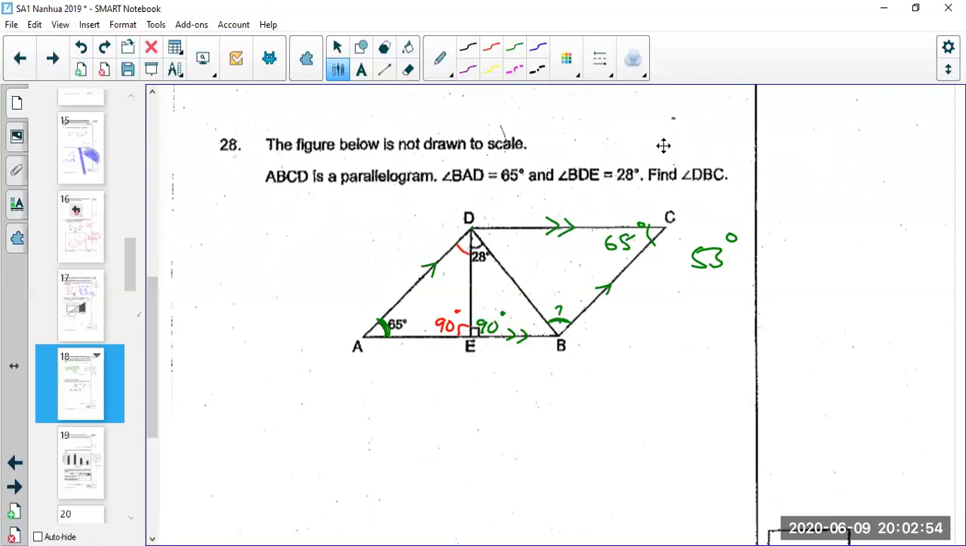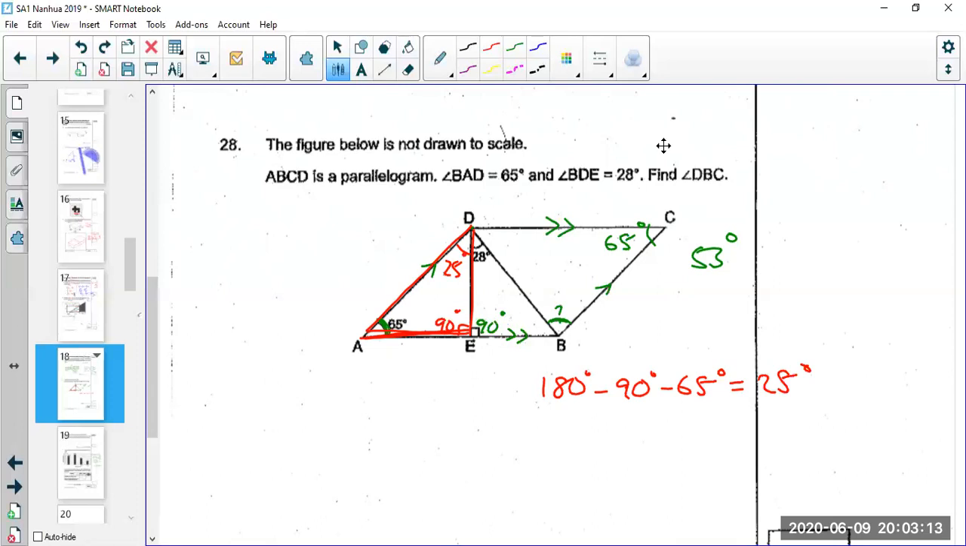So how to get that angle? You take 180 degrees minus 90 and minus 65. Why? Because there is a triangle, right? There's a triangle here. So the sum of angles in the triangle is 180, and you get 25 degrees. So this is 25 degrees.